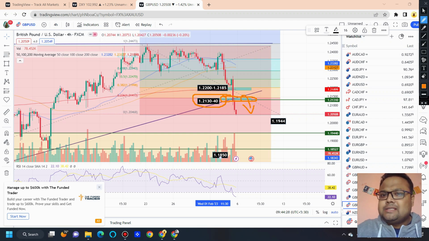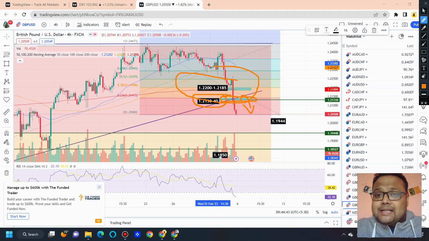In case market breaks it, or if you see the market is going up with big red candles, dollar is falling again, then obviously the level will fail. After all, no level is permanent in the market. Okay, keep in mind always. Then observe the market around this next resistance, 1.2200 to 1.2185. This is our second resistance.